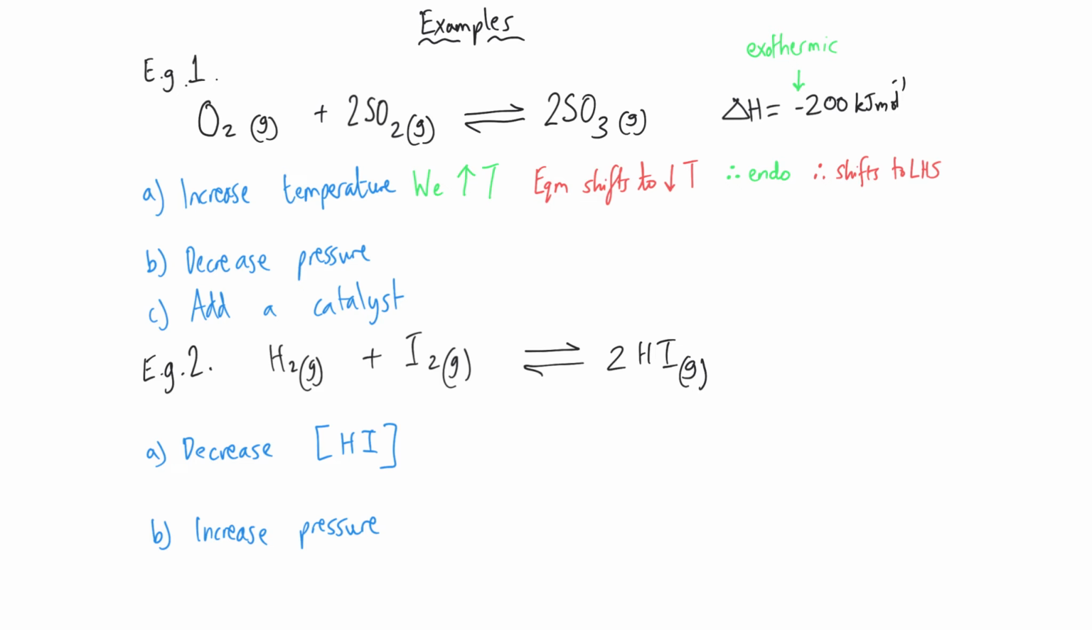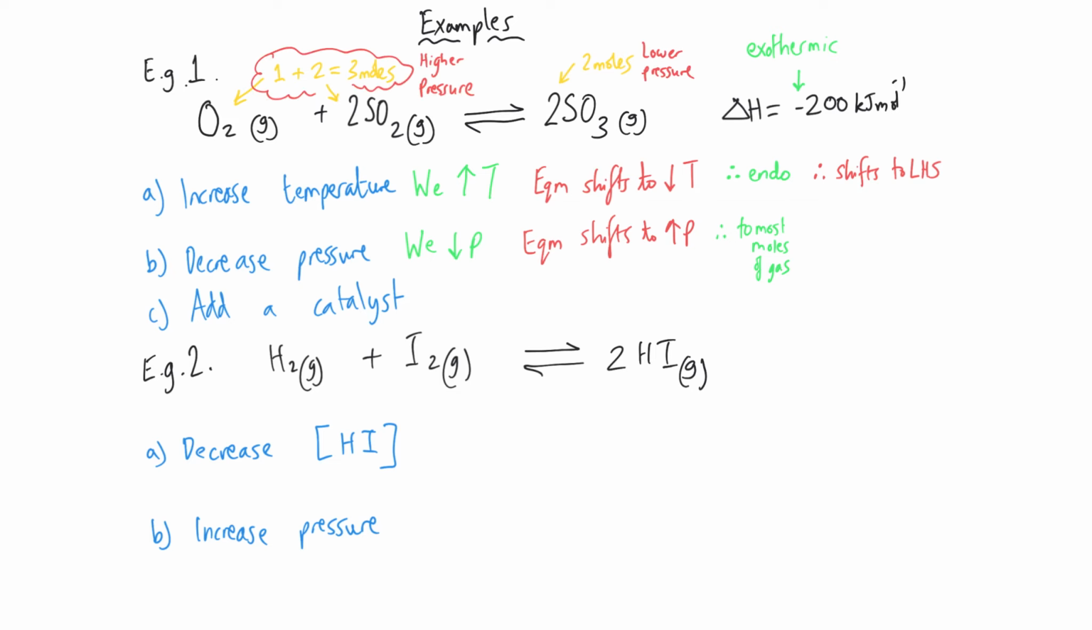For part B, if we decrease the pressure, equilibrium shifts to increase the pressure, and so it shifts to the side with the greater number of molecules of gas. And there are 3 on the left-hand side and only 2 on the right-hand side. So the left-hand side is the higher pressure side, and so shifting to the left, which is what happens, has the effect of increasing the pressure. And finally, adding a catalyst, well, that's a trick. Adding a catalyst has no effect on the position of equilibrium at all.